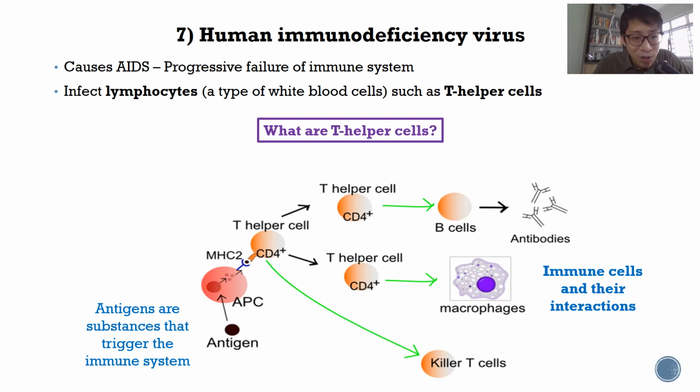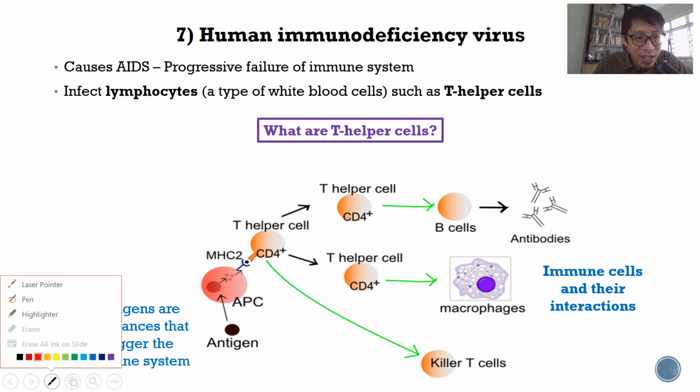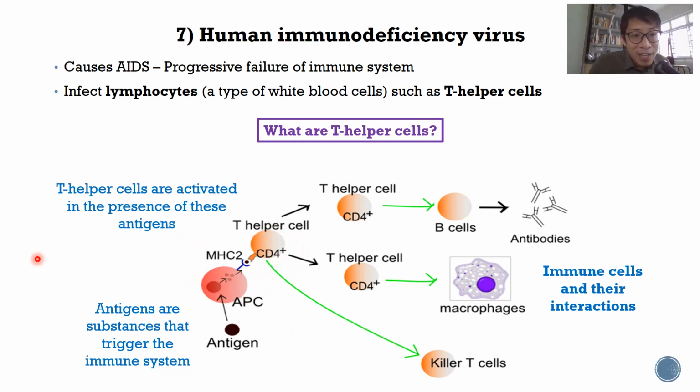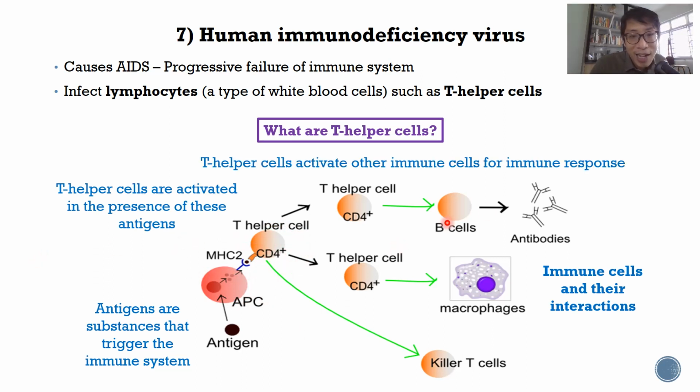A type of cell known as the antigen presenting cells, or APC for short, would be able to detect the presence of the antigens when we are infected. It will be activated, which will in turn activate the T helper cells here. Activated T helper cells would go on to activate the other immune cells for immune responses. Whether it is to kill a bacterium or to produce antibodies to bind to some viruses, all these will be done by the other cells, but they need to be activated by T helper cells.